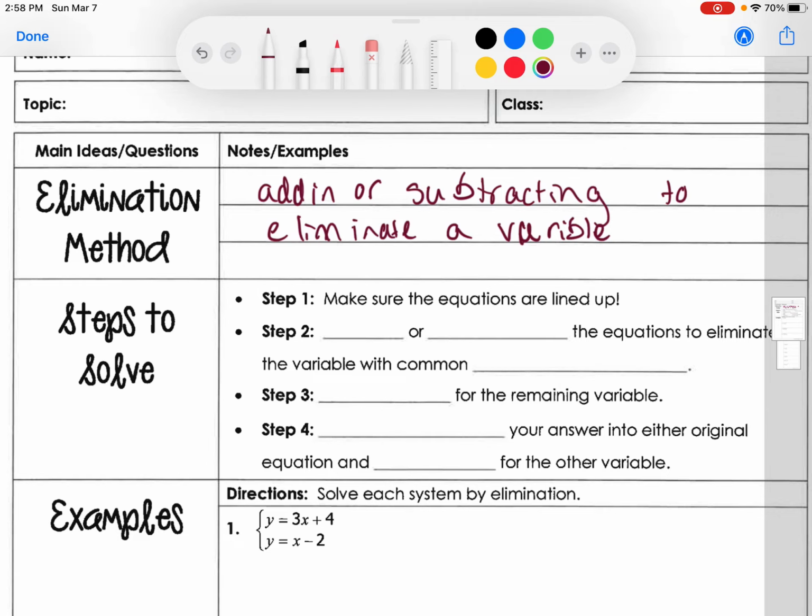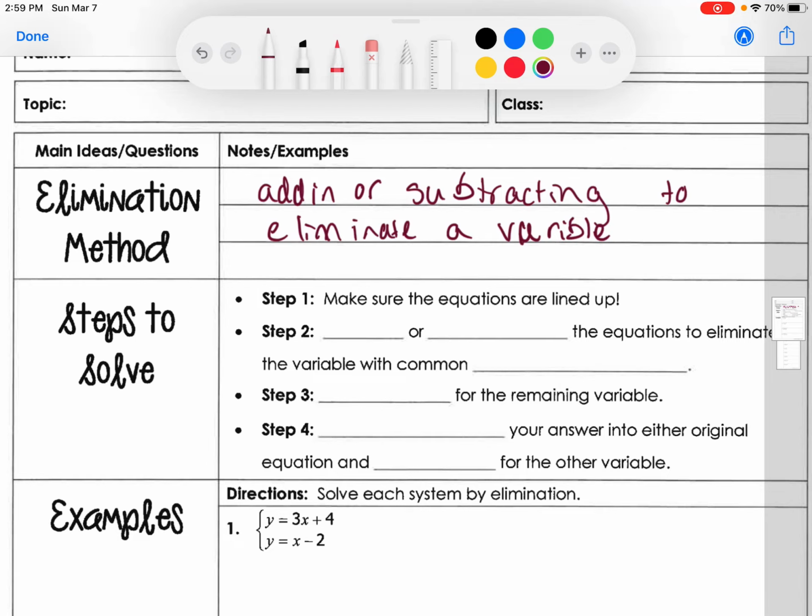Anytime we go about this, we're going to follow 4-ish steps. The reason I say 4-ish is because if you look at step 1, we say to make sure that the equations are lined up. If they're not lined up, then we have to take another step to line those equations up. But anyway, step 1, we're going to make sure the equations are lined up. If they're not lined up, we're going to line them up.